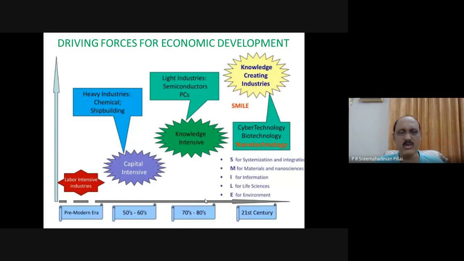And then when we come to the 21st century, 2000 onwards, it is the knowledge age. So knowledge creating industries are more important. Knowledge creating industries means cyber technology, information technology, data storage, then big data. All these have become the knowledge industry. And for the knowledge industry, we say SMILE. SMILE is an acronym used for the knowledge industry. S stands for systemization, M for materials, I for information, L for life sciences, and E for environment. So SMILE is now the catchword in the 21st century. It's an acronym which is very popular. Now coming to the next slide.